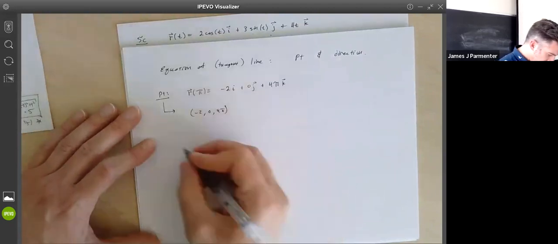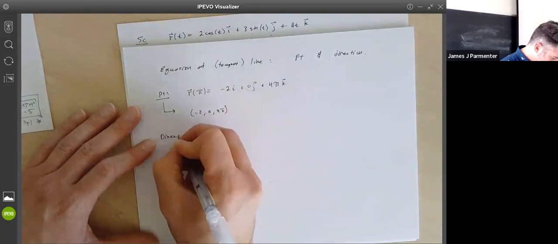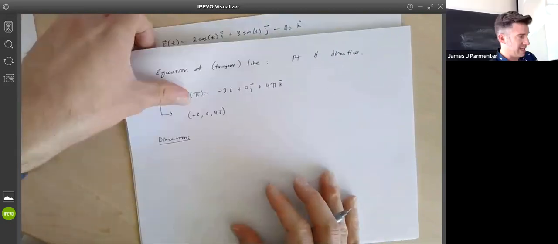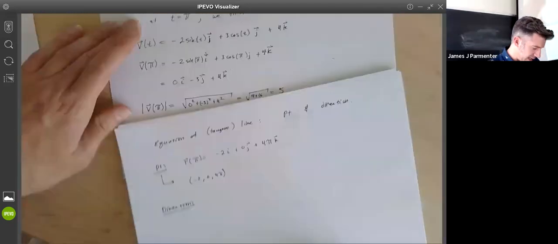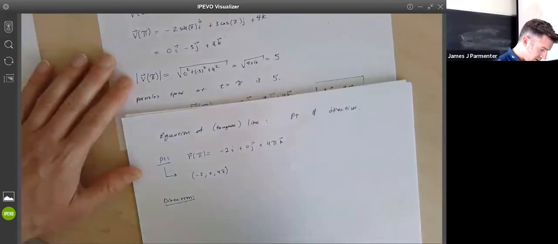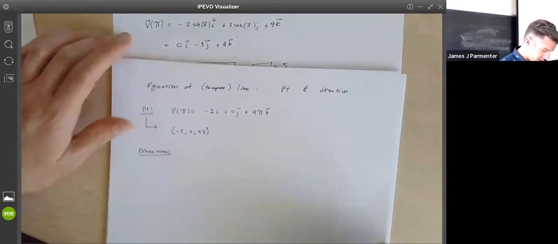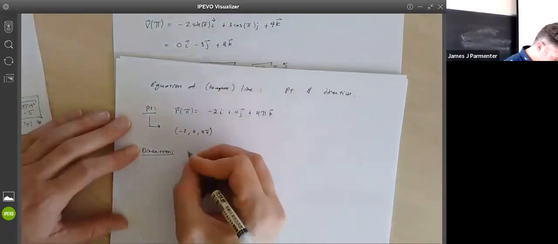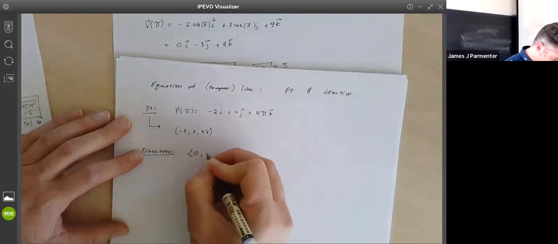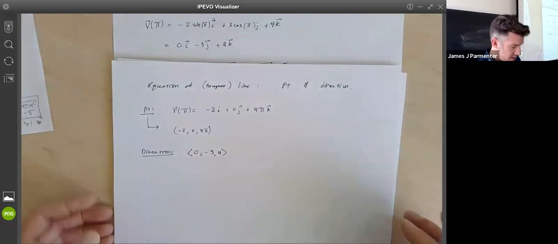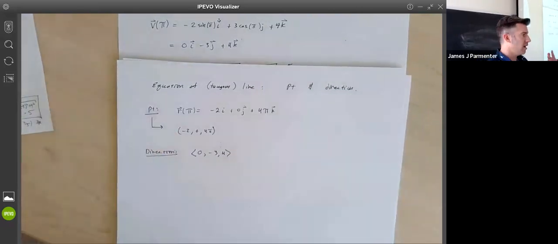And then the direction vector, we've already found it. It's the velocity vector, but I am going to write it as the not fractional one because I think it's nicer. So I'm going to use that vector right there. So my direction is going to be the vector 0, -3, 4. And then if you're finding the equation of a line, it's always your initial point or whatever point you've got plus t times your direction vector.